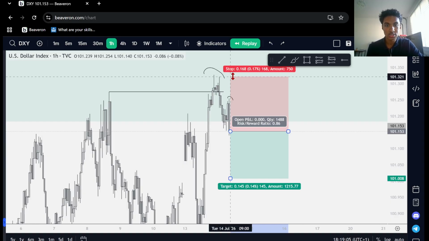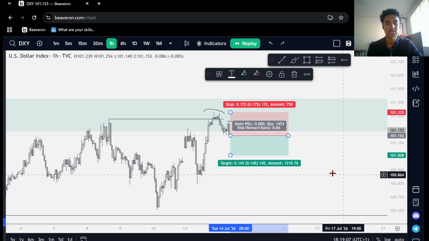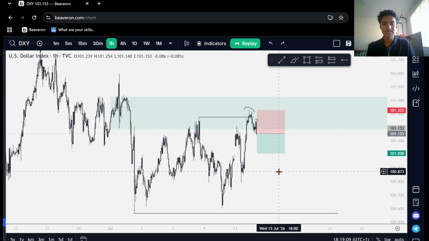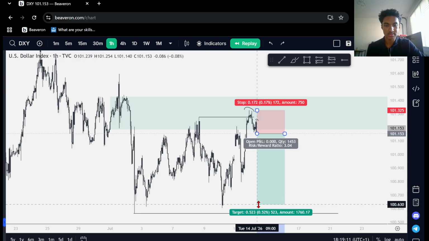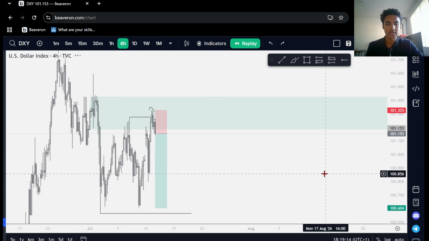Manual execution. Stop loss at high of the week, because I'm in a swing position, because there's CPI later, because there's PPI later on in the week. And I simply target this low right here. Target low hanging fruit, okay?